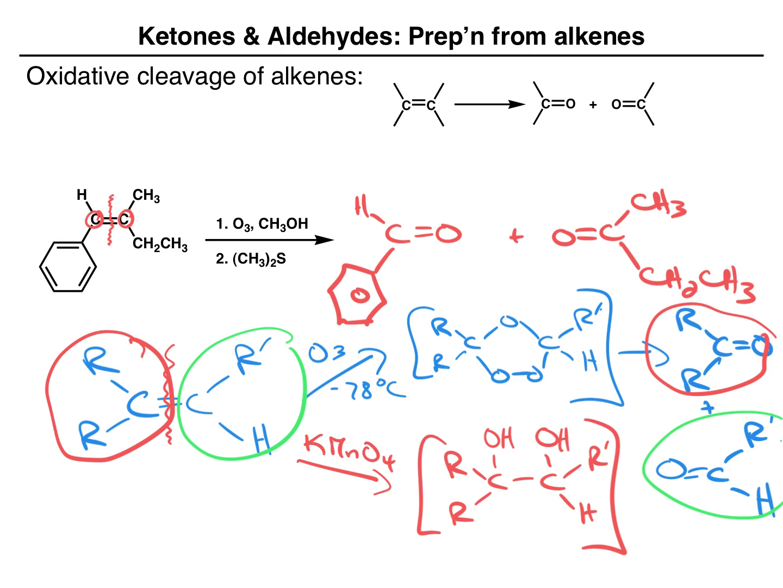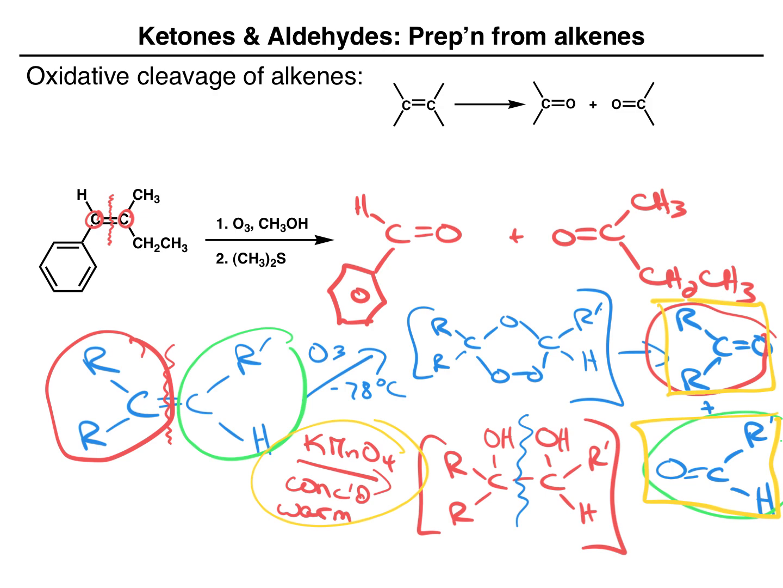if this is carried out using concentrated potassium permanganate and the reaction is allowed to warm up, then this intermediate will cleave, and that is going to give this ketone and this aldehyde. But under the conditions of potassium permanganate, this aldehyde cannot be isolated because it will be further oxidized to give the carboxylic acid.